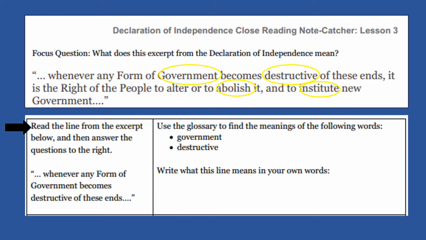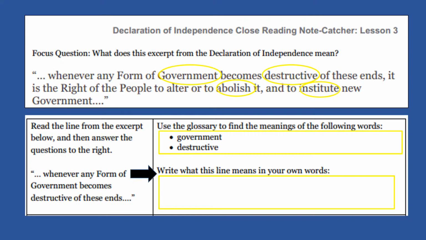Whenever any form of government becomes destructive of these ends. Use the glossary to find the meanings of the following words: government and destructive, and then write what this line means in your own words. Fill in these yellow spaces if you have not already done so in class.